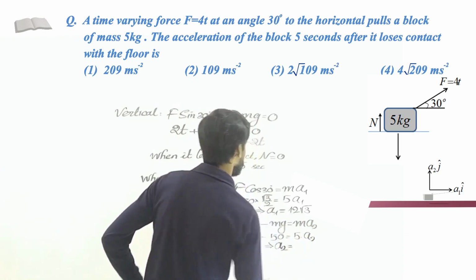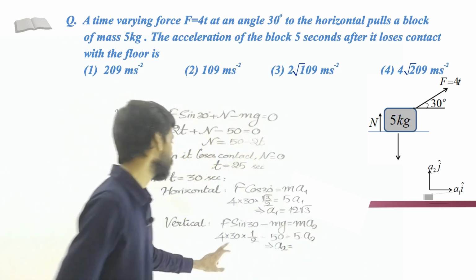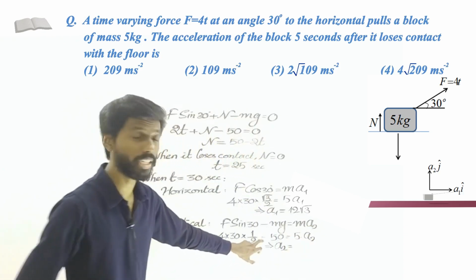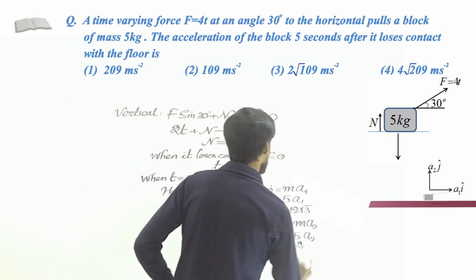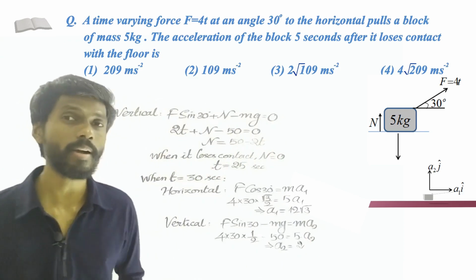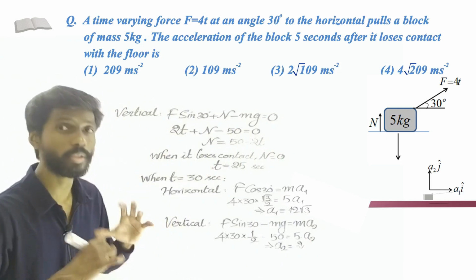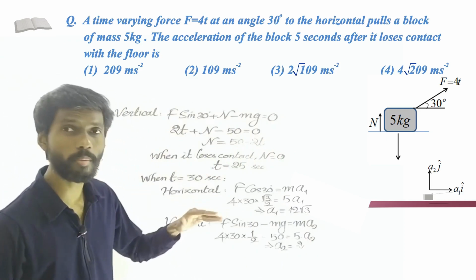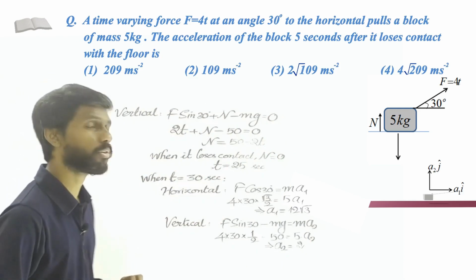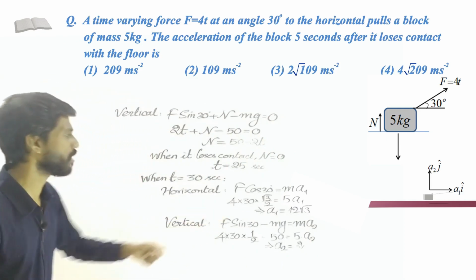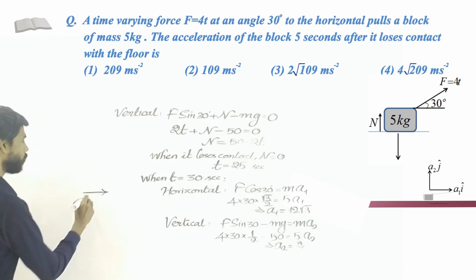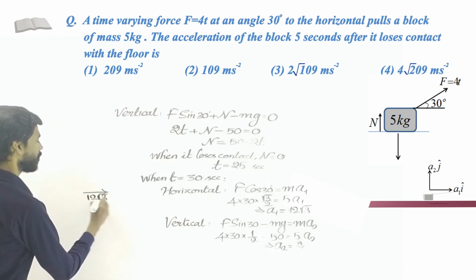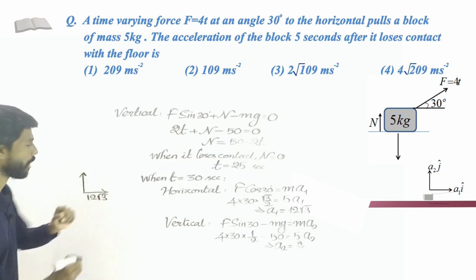So that gives you the value of A2. What is the acceleration in the vertical direction, A2? This is 60 minus 50, 10 divided by 5, 2. So 2 meter per second square is the acceleration in the vertically upward direction. Now what is the total acceleration? We have the horizontal component and we have the vertical component. What is the horizontal component? That is 12 root 3. And we've also got the vertical component, that is 2.